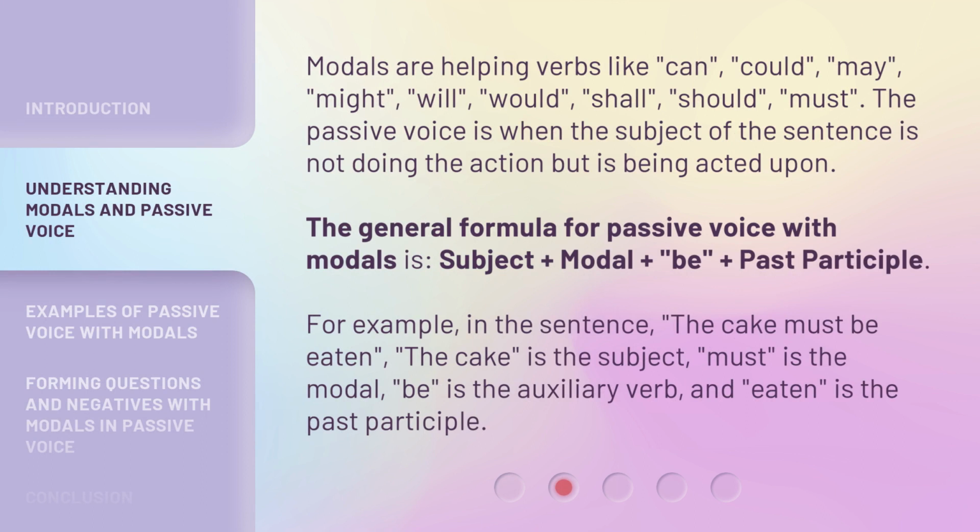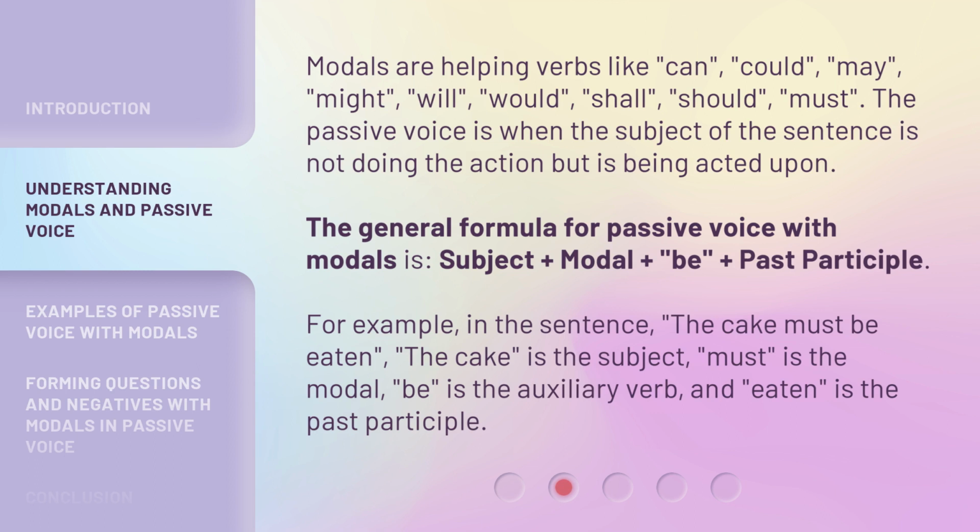Modals are helping verbs like can, could, may, might, will, would, shall, should, must. The passive voice is when the subject of the sentence is not doing the action but is being acted upon. The general formula for passive voice with modals is subject plus modal plus be plus past participle.